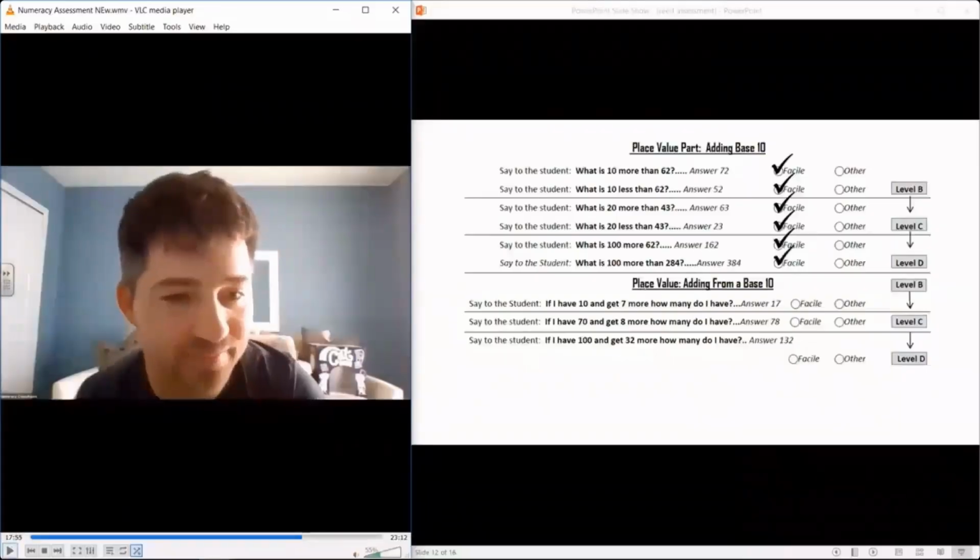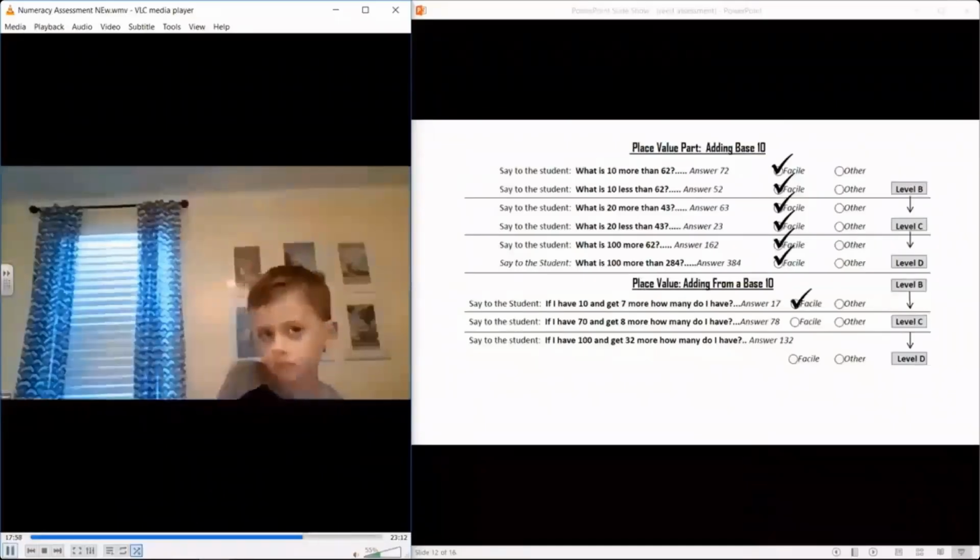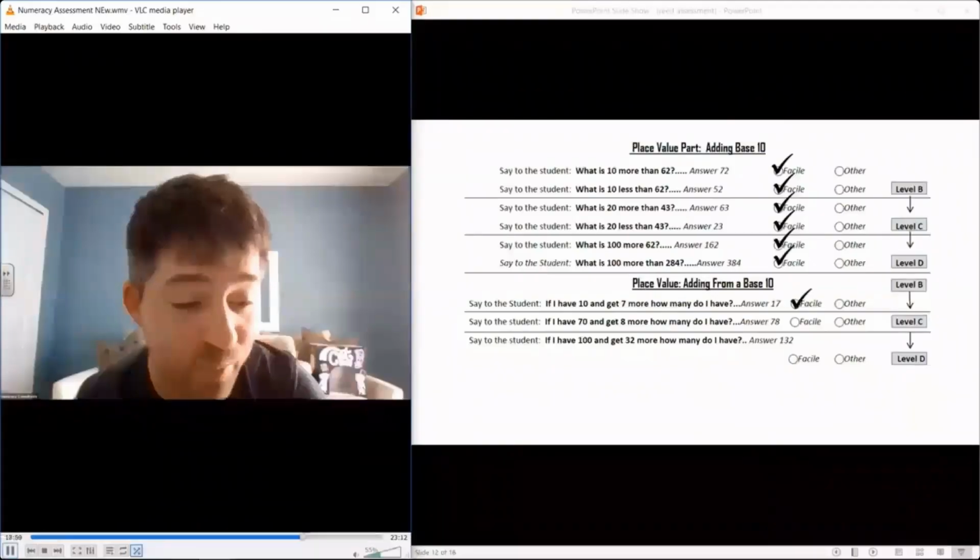So that one was adding base 10. This one is adding from a base 10. 17. If I have 70 and get 8 more, and remember, he said if I have 10 and get 7 more, he immediately knew it was 17. He didn't start counting by ones. He just knew what it was.